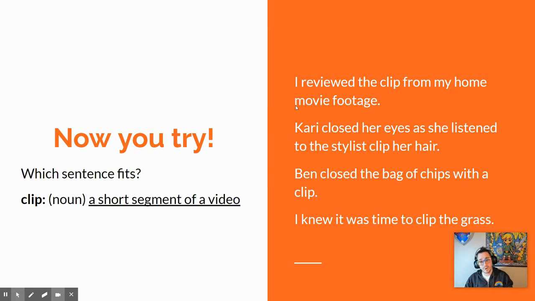Now, let's review these 4 options here. I reviewed the clip from my home movie footage. Carrie closed her eyes as she listened to the stylist clip her hair. Ben closed the bag of chips with a clip. Probably a chip clip. I knew it was time to clip the grass. All right, which one do you think it is?